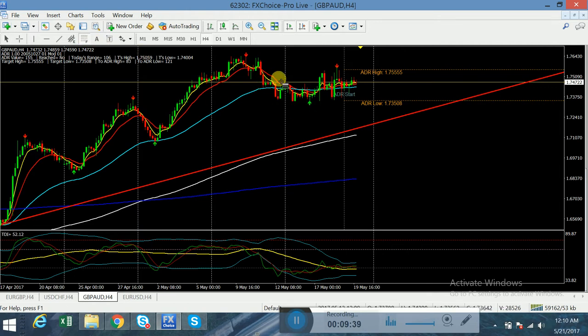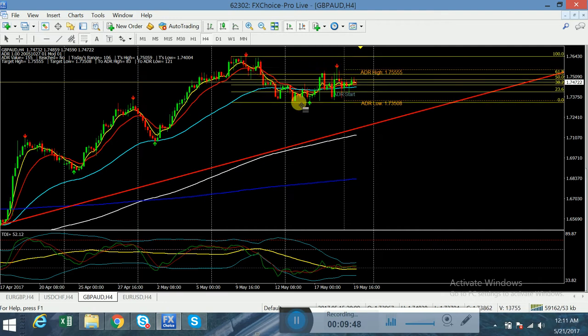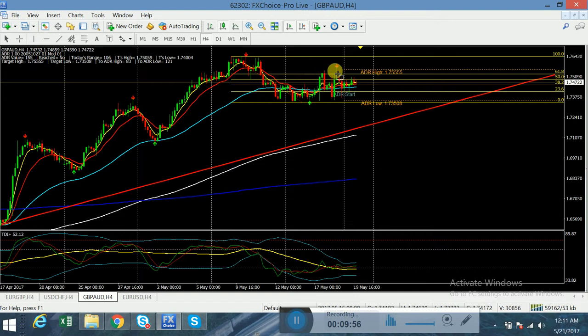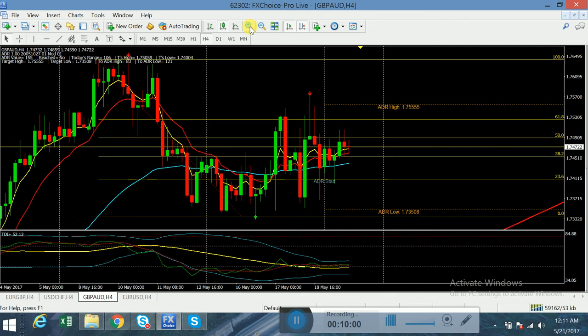Now we'll draw our Fibonacci again, from swing high to swing low. We'll take a look at our charts. Now, if we were looking for a reversal here, of course, we'd be looking for our entry right in here at the 61.8 or the 50.